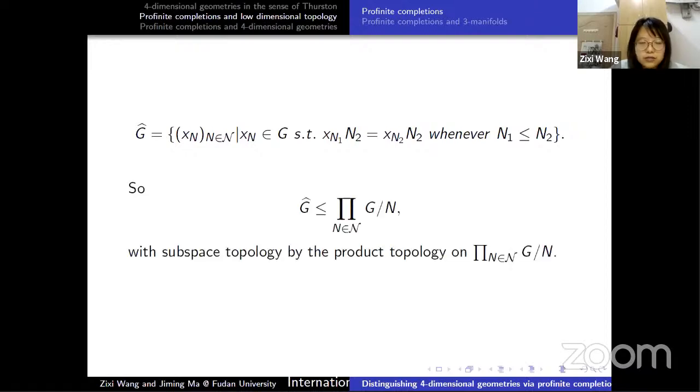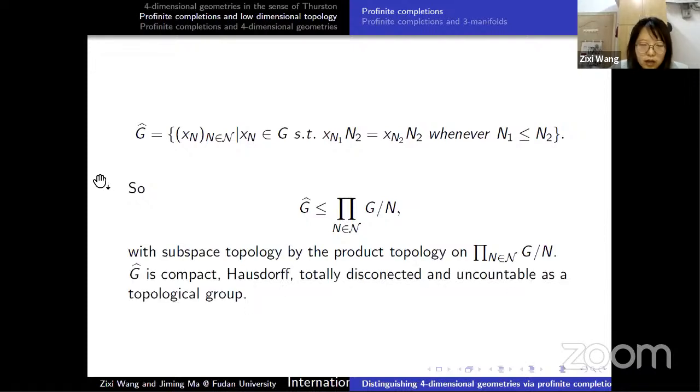So the profinite completion of G is a subset of the direct product of all the finite quotients of G, with the subspace topology induced by the product topology on the direct product. And G hat is compact, Hausdorff, totally disconnected, and uncountable as a topological group.